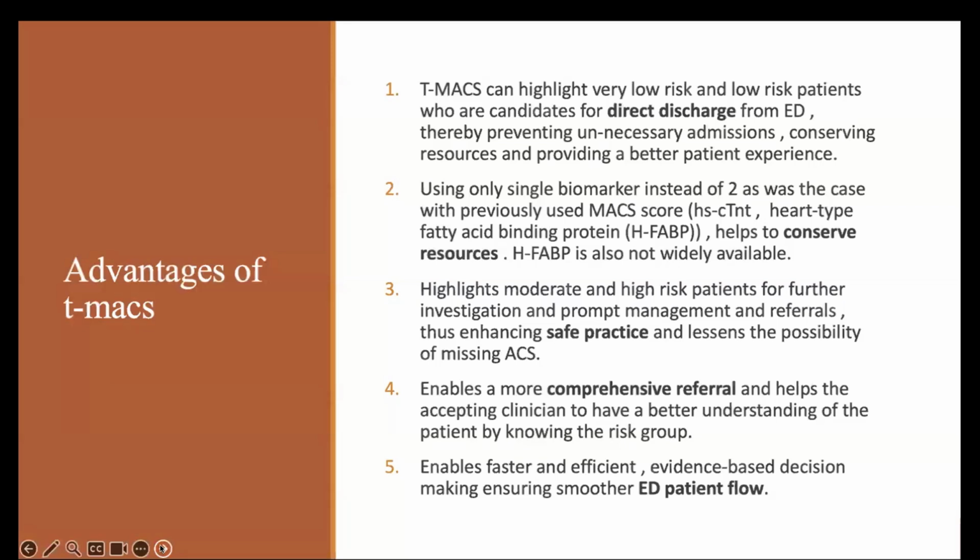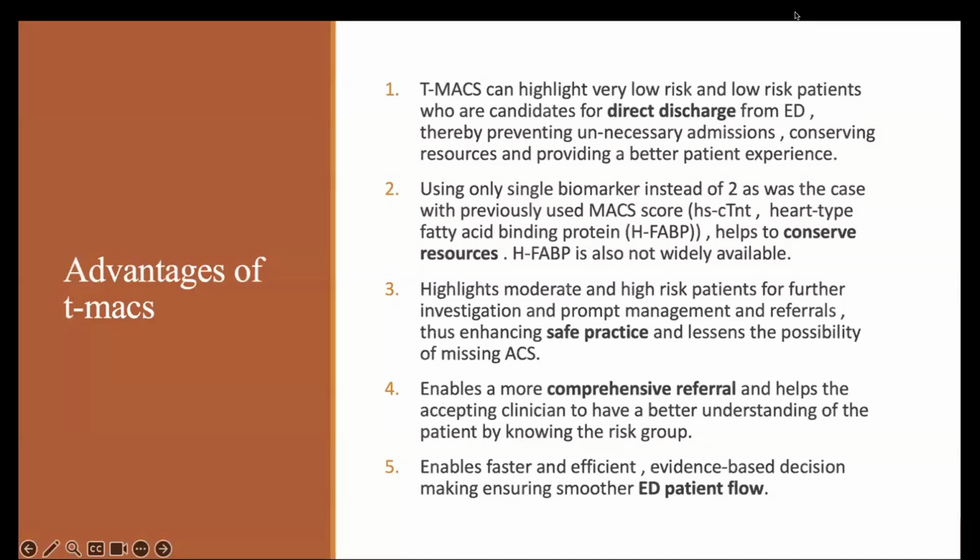Now, there are different advantages of using this TMACS tool. The most important one is that it can highlight the very low risk patients, the low risk patients who can be a candidate for direct discharge from ED, and thus this will help us in preventing unnecessary admissions, which will help to conserve resources and provide a better patient experience.